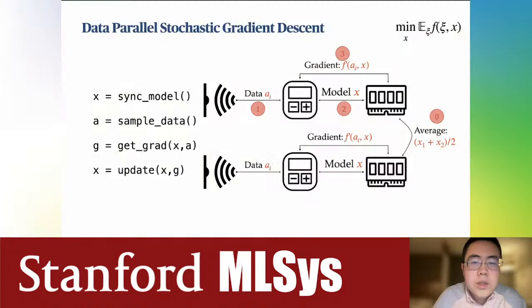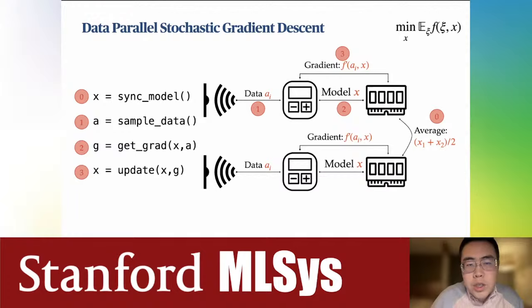The traditional way of dealing with that is data parallel stochastic gradient descent. It's a pretty simple algorithm. Essentially, every single worker keeps running these four lines of code. Everyone has a model replica, and they synchronize their model. They sample local data, compute the gradient, and then update the model. You keep doing this again and again, and you get a neural network in the end.